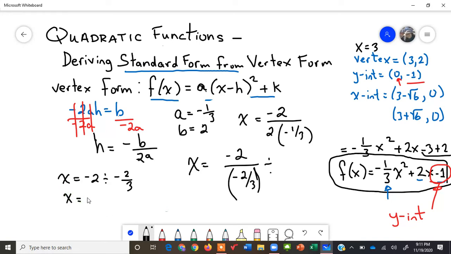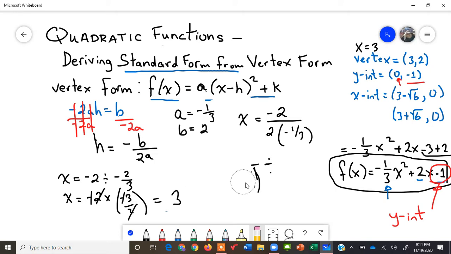And division is defined as multiplication by reciprocals. So here's where I can cancel the 2's and the negatives so that I am left with 3, just like we knew we should. So negative b over 2a gives us the axis of symmetry and the x-coordinate of the vertex of 3.